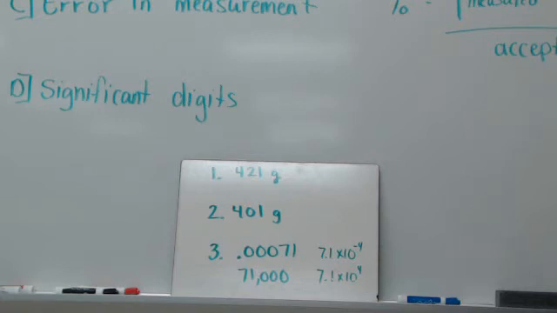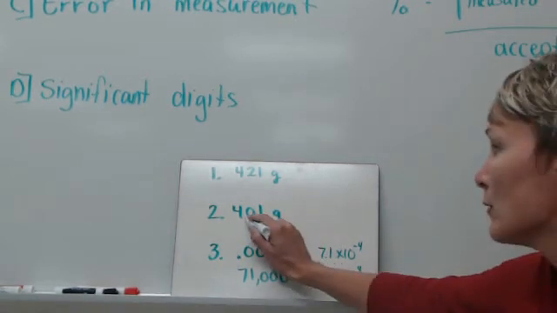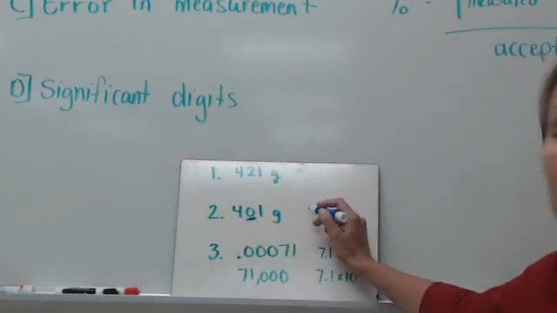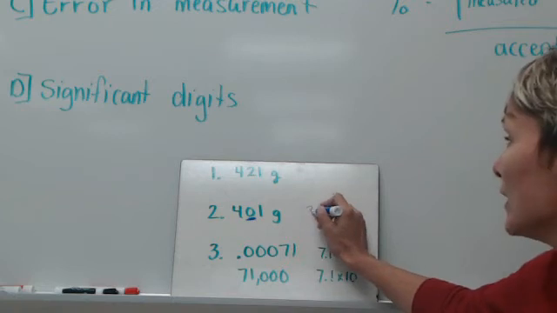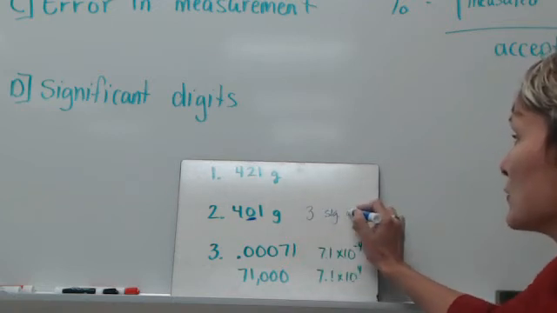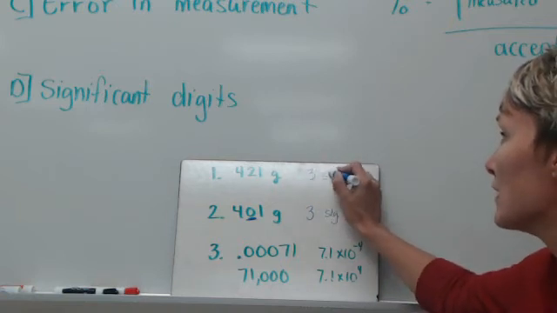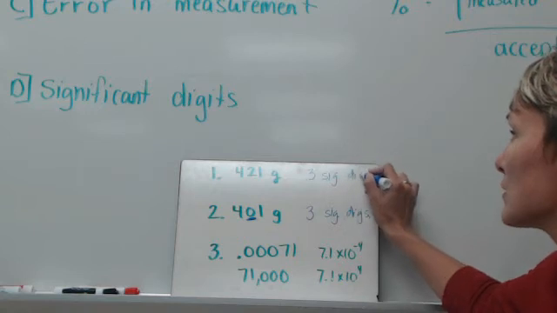The second rule of significant digits tells us that any zero that is between 2 non-zeros is also significant. So if you look at the board, we see that this 0 is between 2 non-zeros, and so it is significant. Now we have 3 significant digits here as well, and we usually abbreviate those SIGDIGs, significant digits.